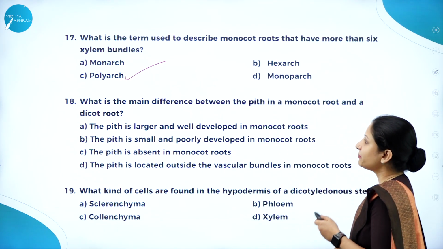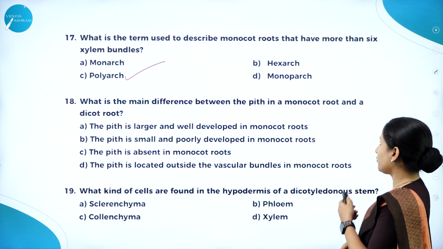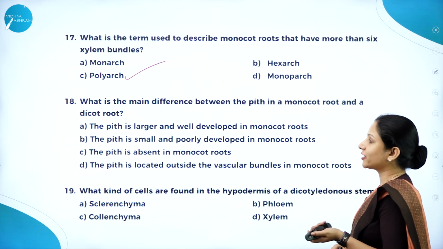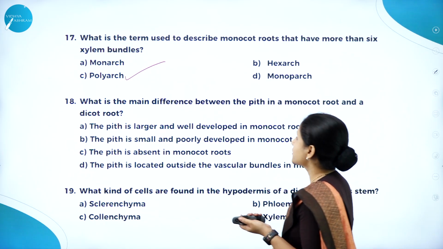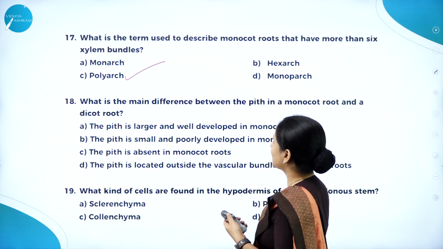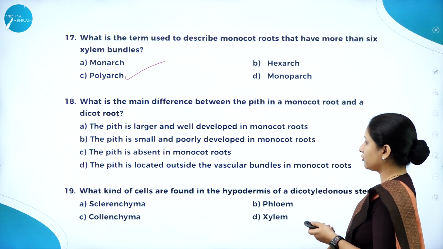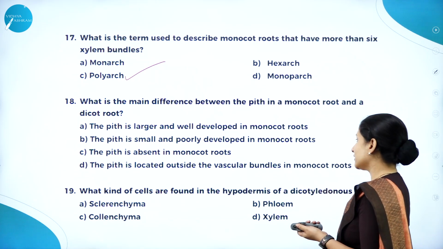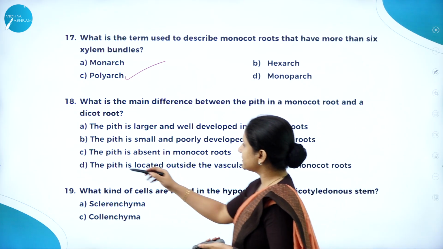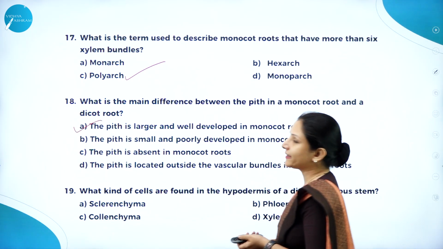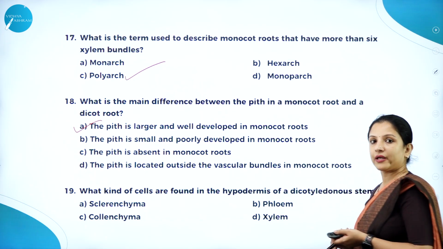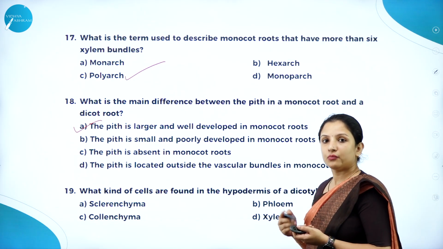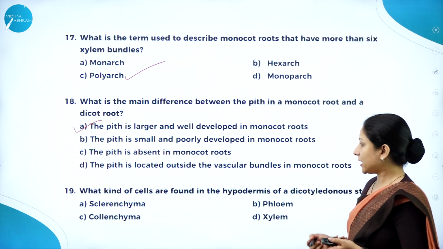Next question. What is the main difference between the pith in a monocot root and a dicot root? We are talking about the pith. The pith is large and well developed in monocot root. The pith is small and poorly developed in monocot root. The pith is absent in monocot roots. The pith is located outside the vascular bundles in monocot root. The pith is large and well developed in the case of monocot root when we compare it to the dicot root.